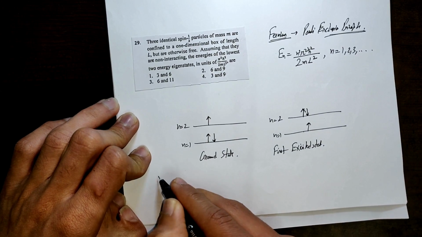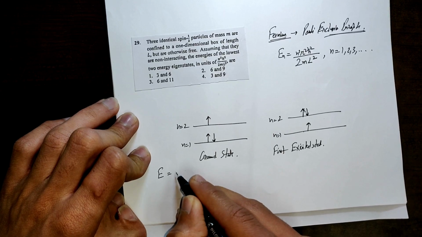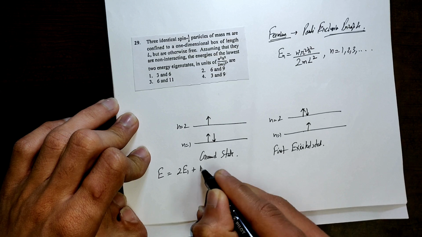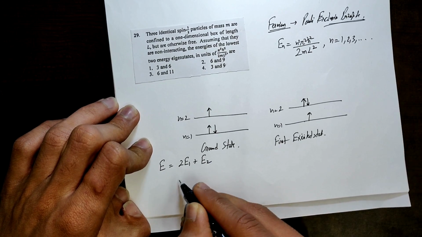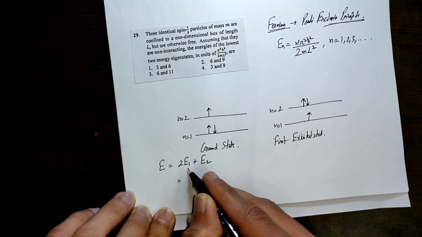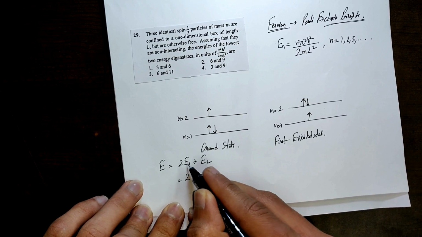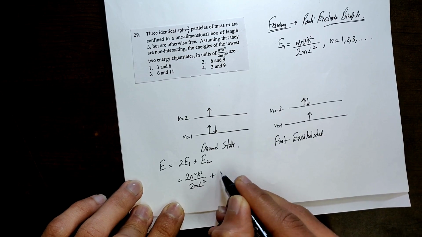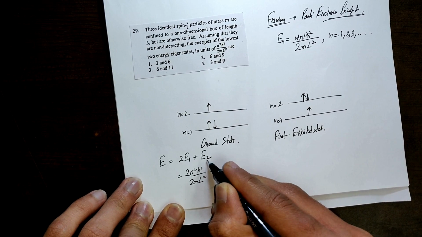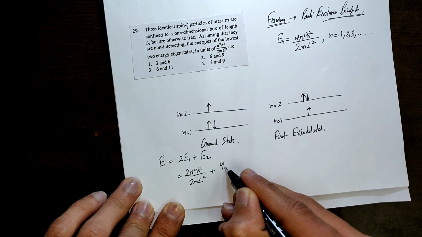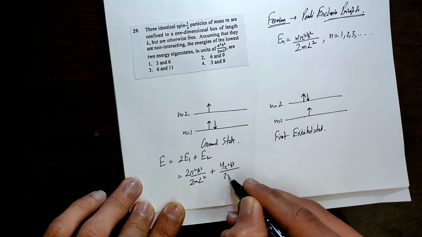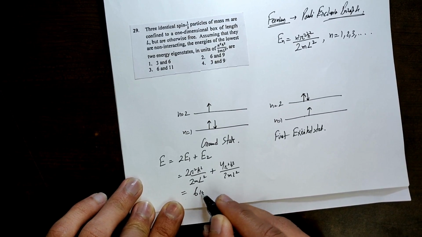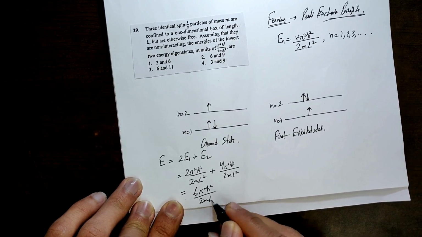So for the ground state, the total energy would be 2E1 plus E2. For n equal to 1, E1 would be pi square h cross k square by 2 m l square, plus E2, which would be 4 pi square h cross k square by 2 m l square. So this would be 6 pi square h cross k square by 2 m l square.